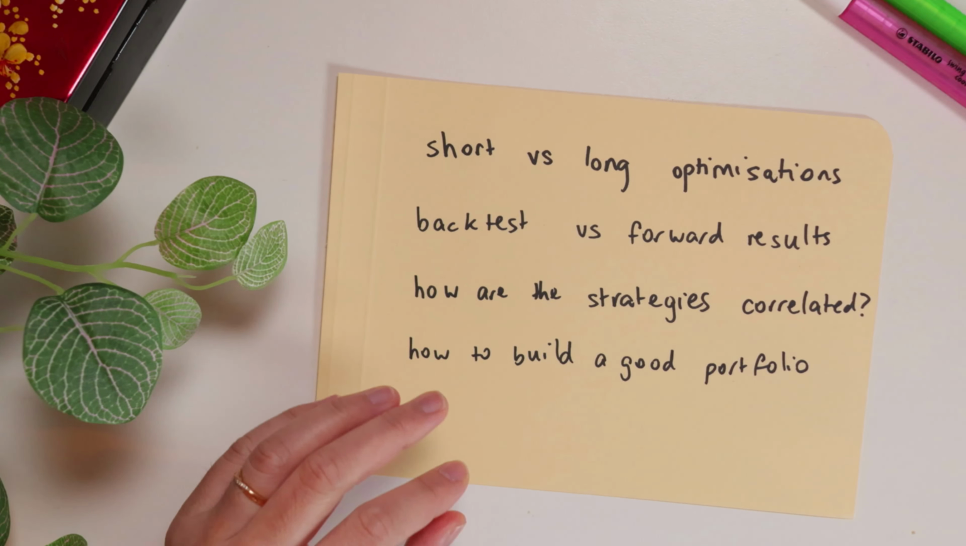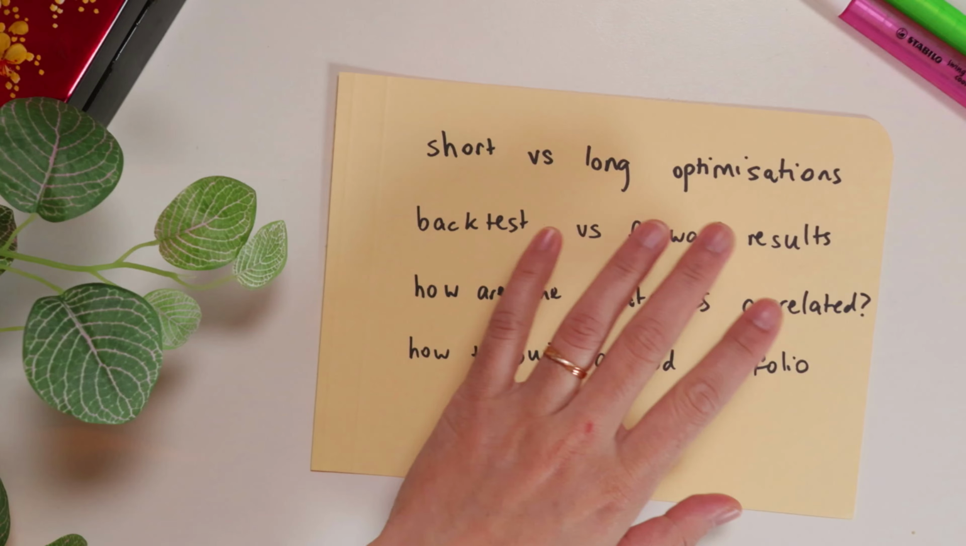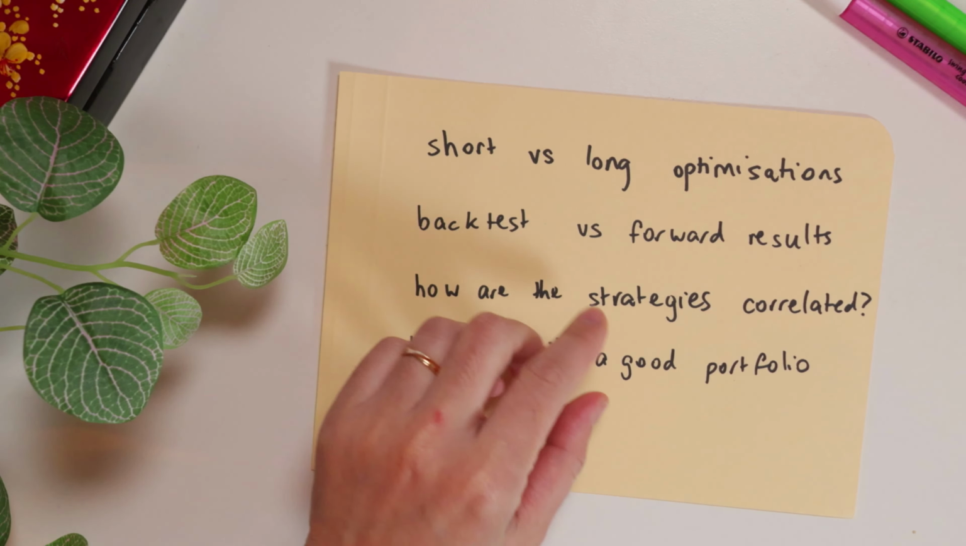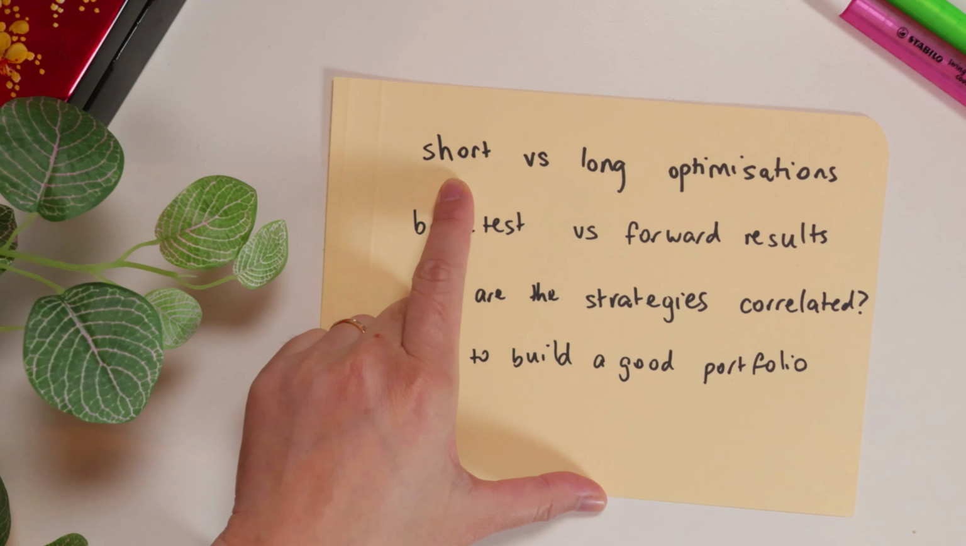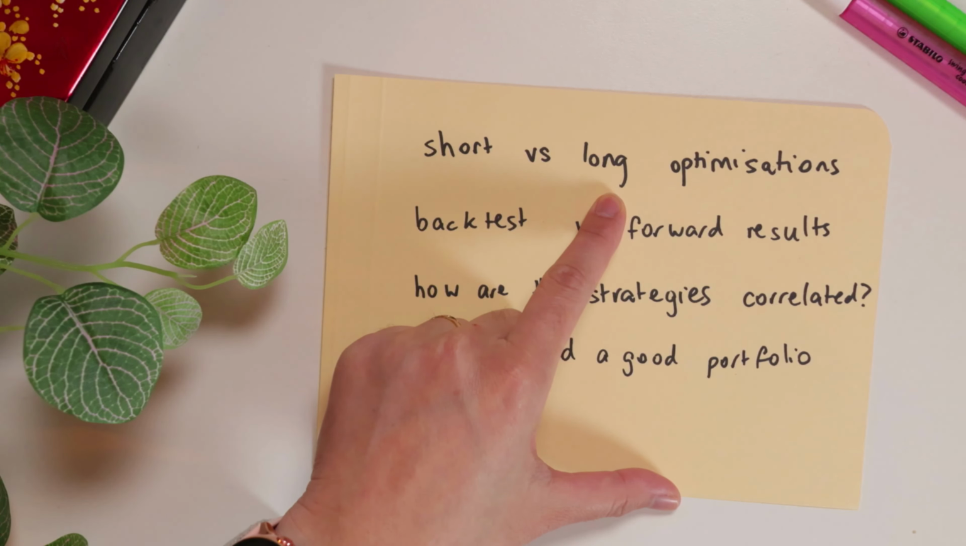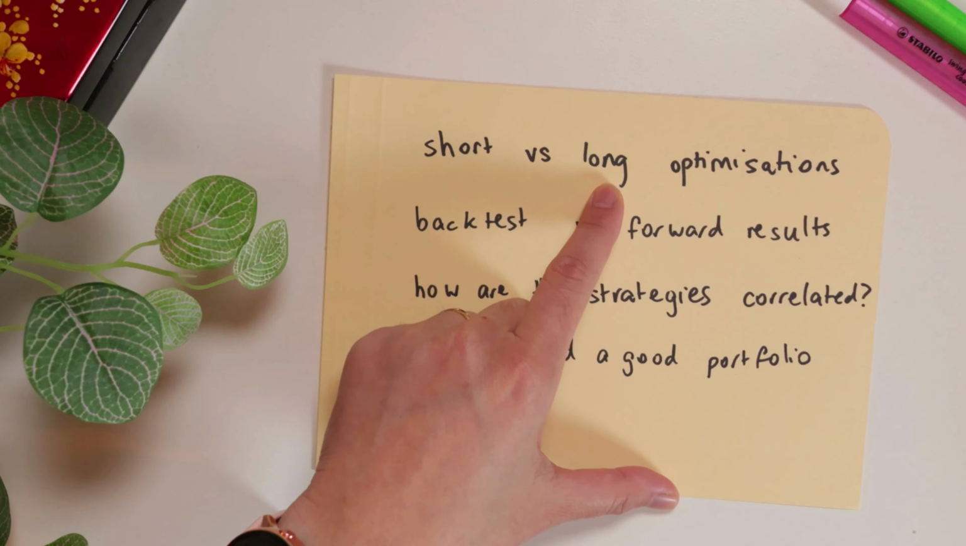The first question I want to ask is: are short versus long optimizations better? From the videos that I've watched from Darren, I understand short optimizations is for when you're taking challenges from prop firms, which I am not doing, and long optimizations is more for funded accounts or for your own private trading, which is what I want to do.